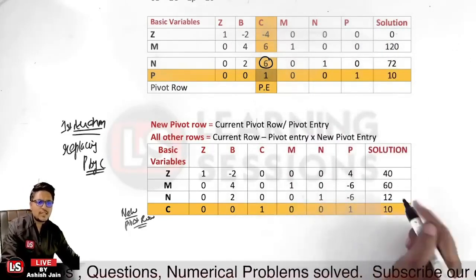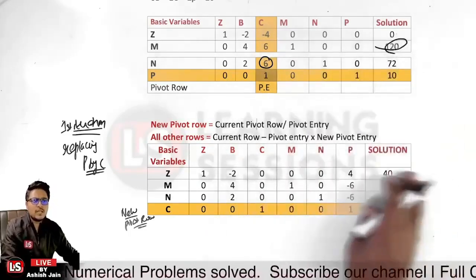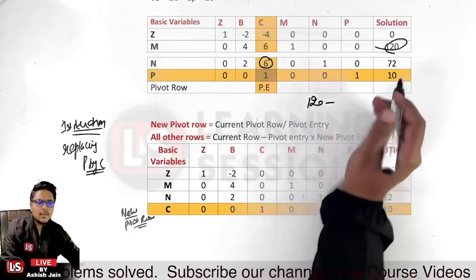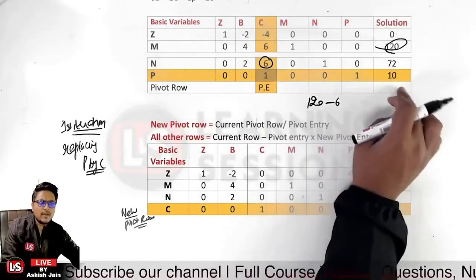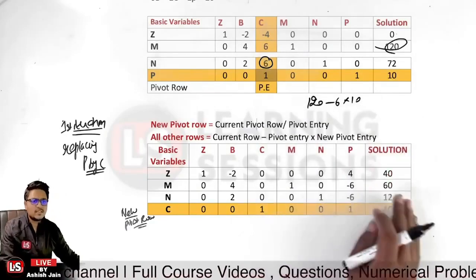And if you want to calculate it for the second one, how did we just calculate it? For 120, it will be 120 minus, what is the pivot entry? It is 6. And further, what is the new pivot entry? That is 10. So that is equal to 120 minus 60. So it will be 60.